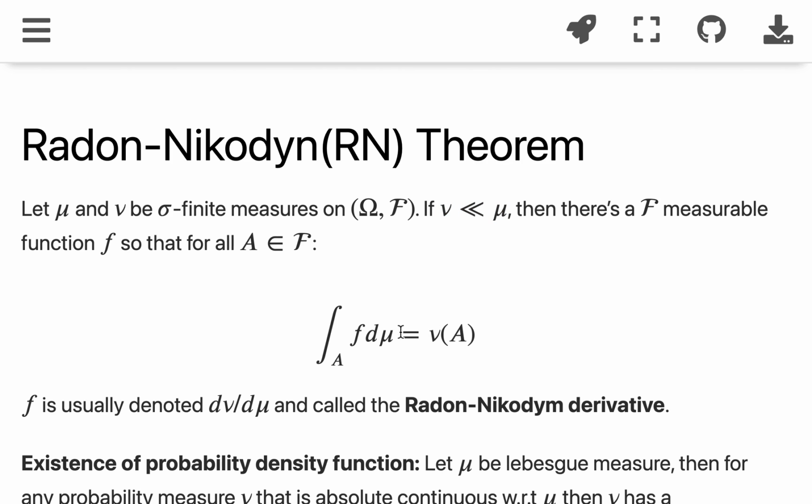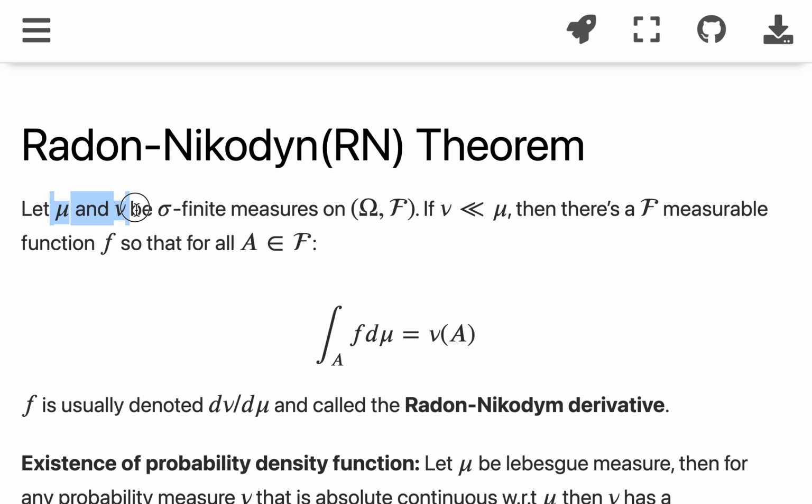You can think of that if the Lebesgue measure on a set has measure 0, then the corresponding probability measure nu also has probability measure 0 with respect to the same set.